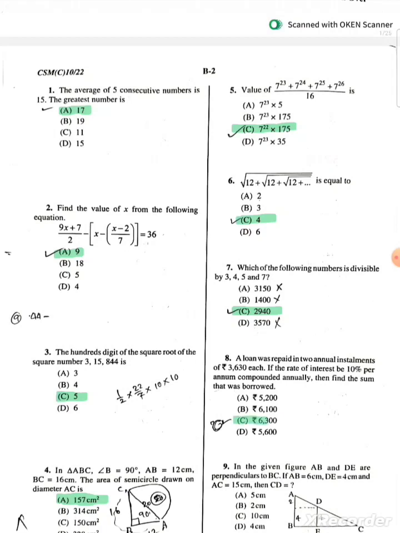Answer should be 6300. Question number 9, in the given figure AB and DE are perpendiculars to BC. If AB equals 6 cm, DE equals 4 cm and AC equals 15 cm, then CD equals 10 cm, option C.